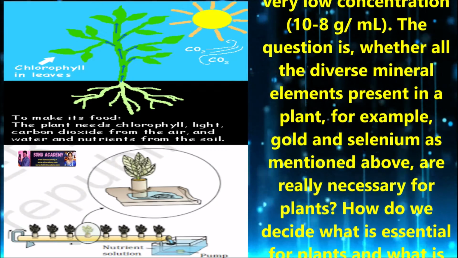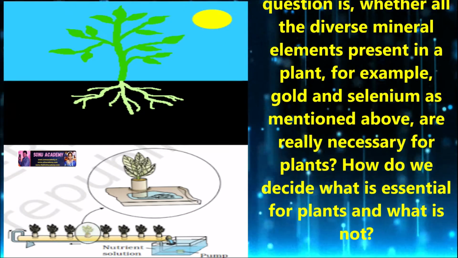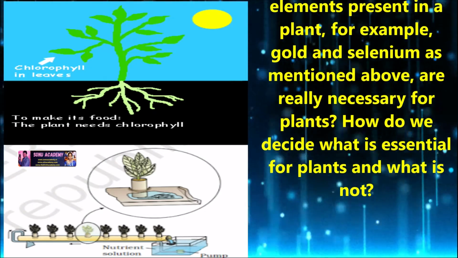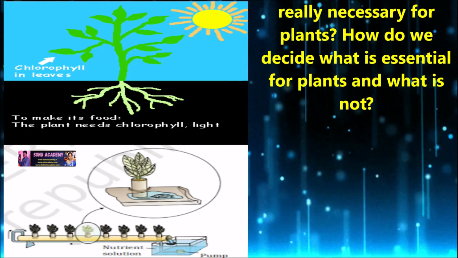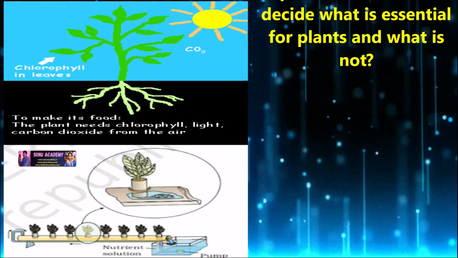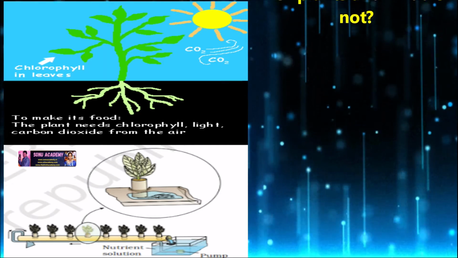The question is whether all the diverse mineral elements present in a plant, for example gold and selenium as mentioned above, are really necessary for the plant. How do we decide what is essential for a plant and what is not?